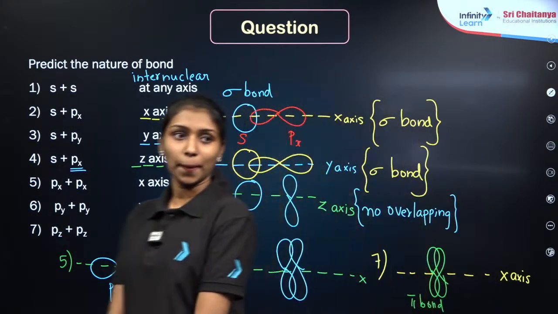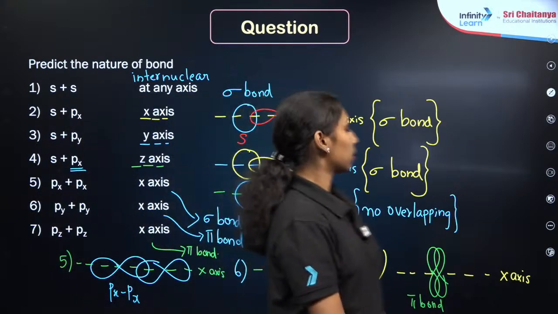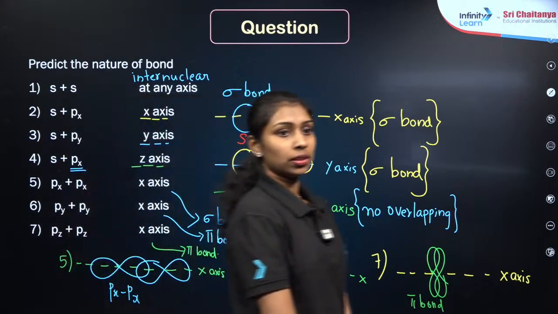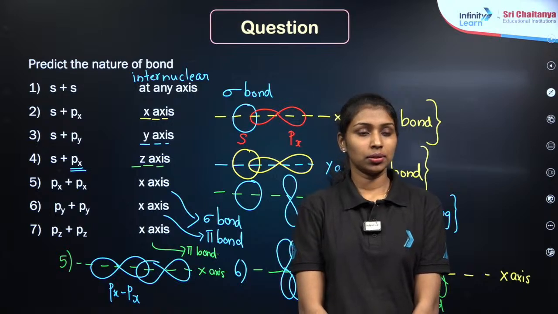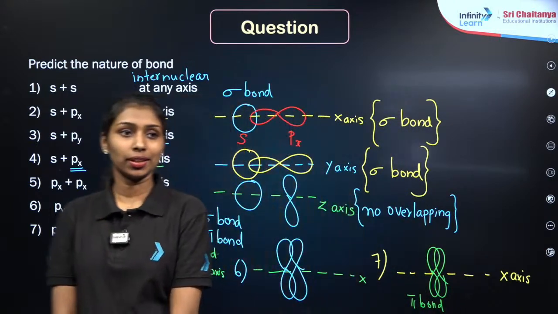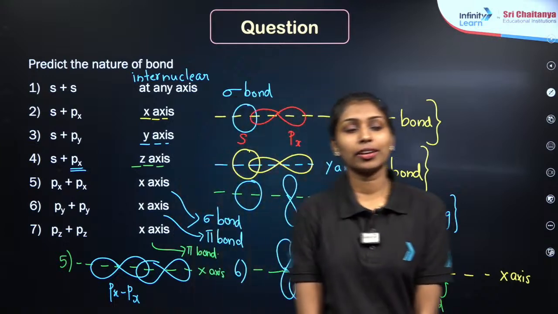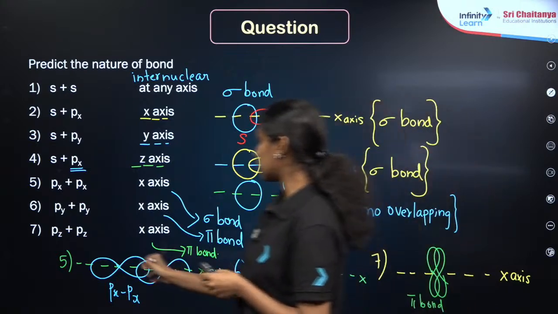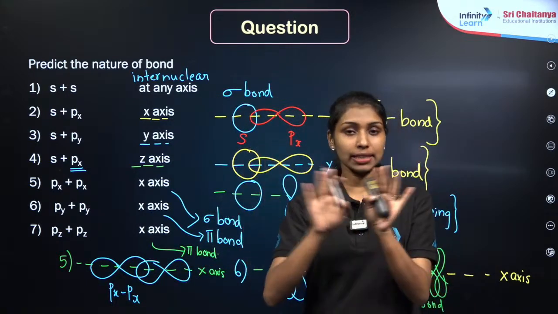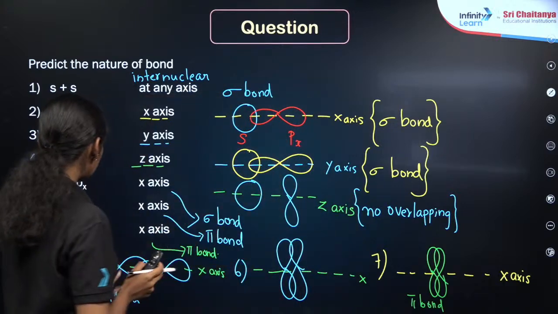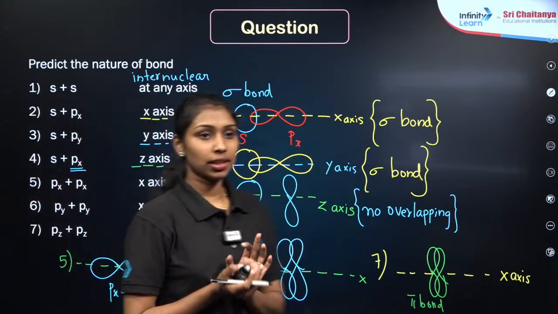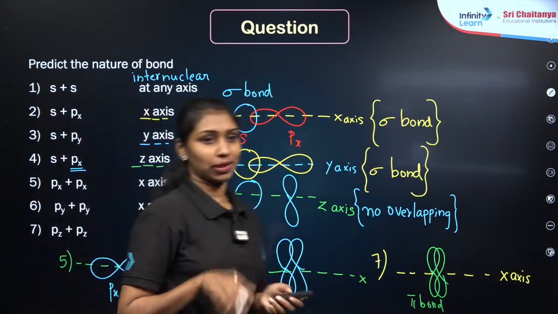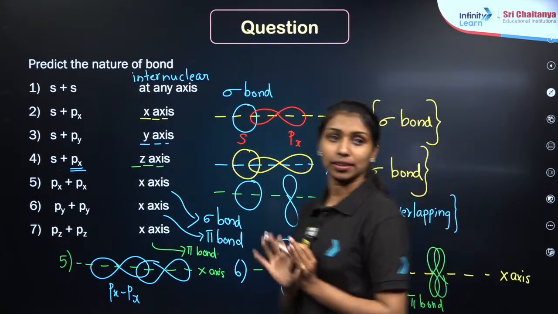Okay, Parth, what is your doubt? Is it related to this? Okay, Girvar, in the case of px overlapping, right? Here it is px overlapping, which means head-on overlapping, right? They are forming the head-on overlapping, which means that in the case of head-on overlapping, we will call it a sigma bond, right? Clear? If you didn't get this, you just watch the recorded session of this particular session. I have discussed in detail about this overlapping in that session.